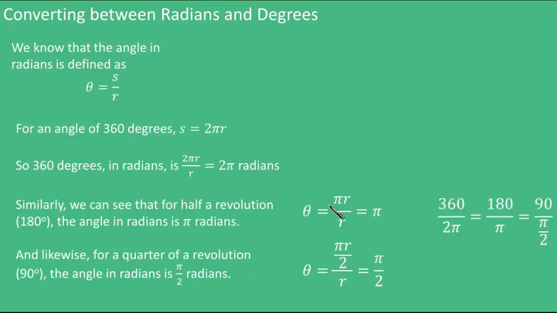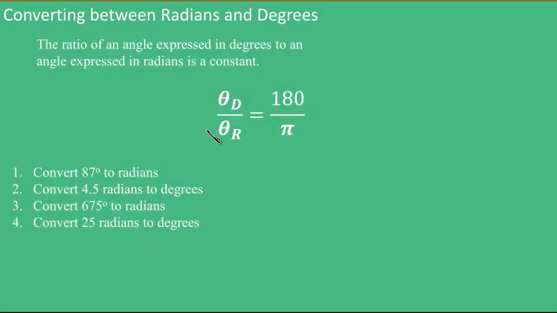What is significant here is the fact that the ratio of the angle in degrees to the angle in radians is a constant. Notice that 360 corresponds with 2 pi, 180 corresponds with pi, and 90 corresponds with pi over 2. All of these are equal. 360 over 2 pi is the same as 180 over pi, is the same as 90 divided by pi over 2. So this leads us to this relationship, that the angle expressed in degrees divided by the angle expressed in radians is a constant and equal to 180 over pi.